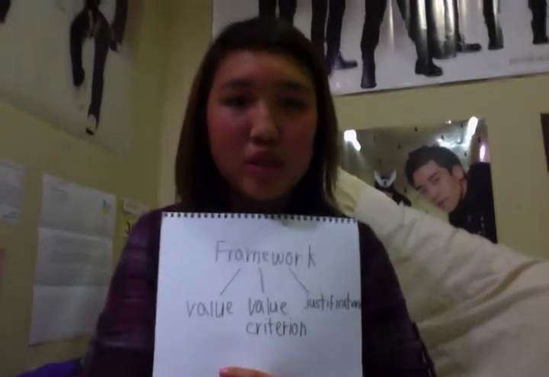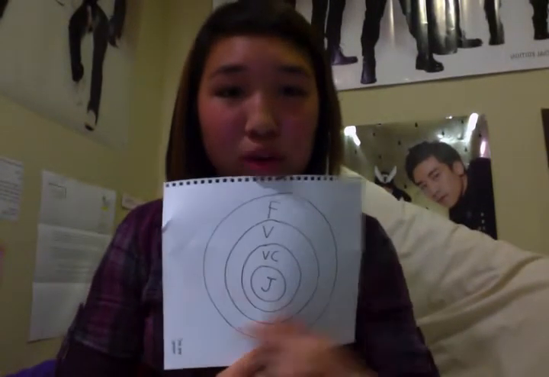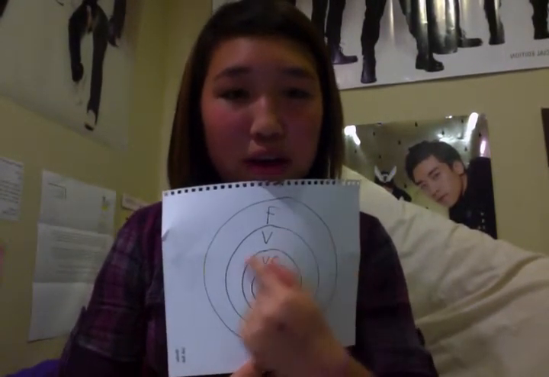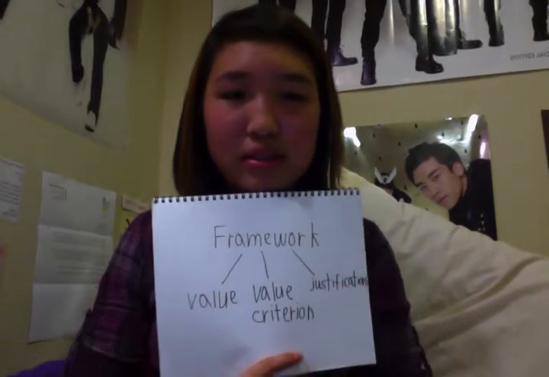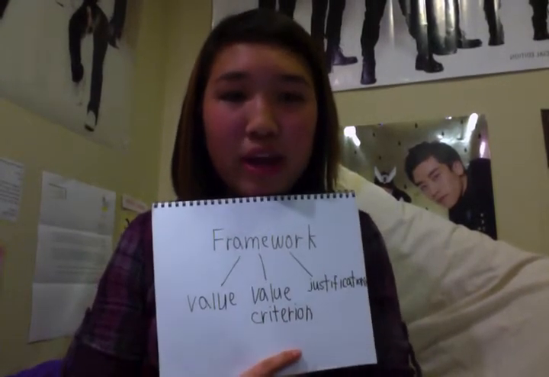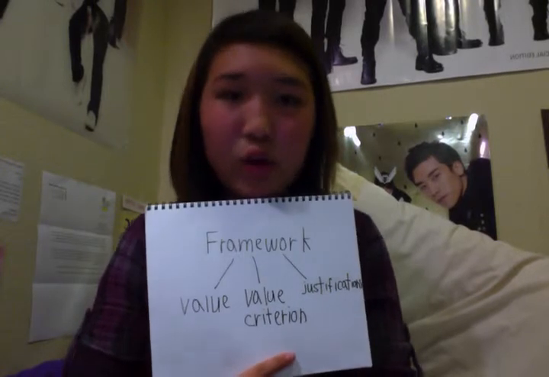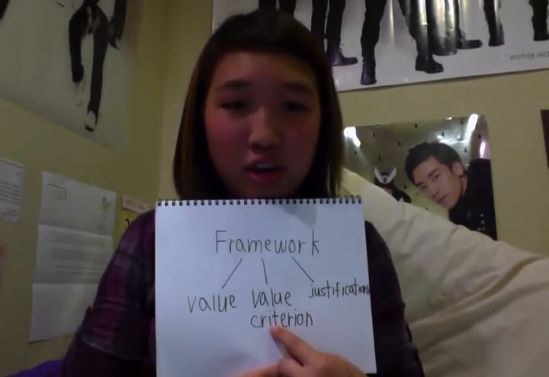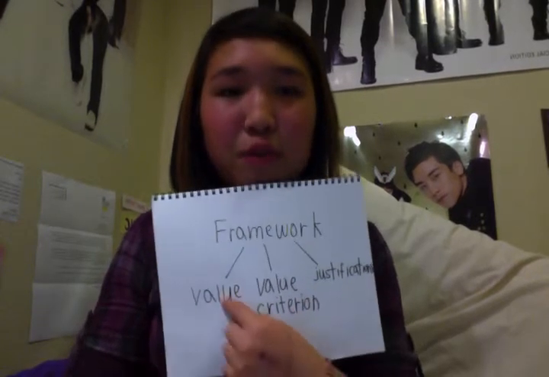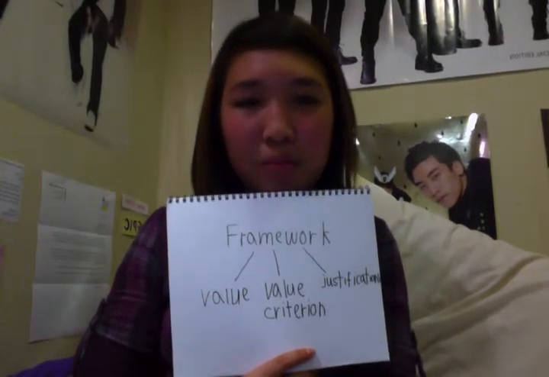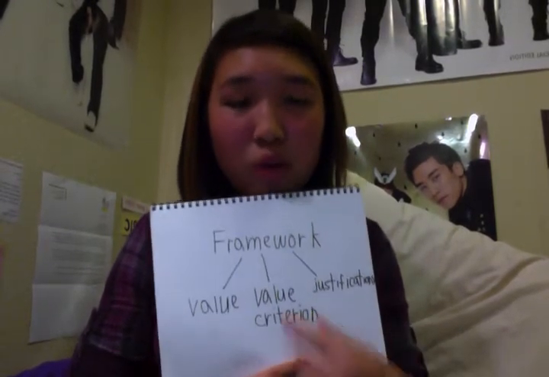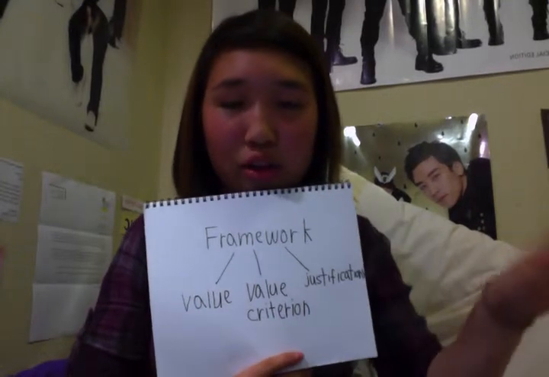And yeah, so let's go over that again. Okay, it's framework, value criterion, and then justifications. Framework is these 3 things. The first thing is value, what you support in the round, morality or justice, or any other thing. And then your value criterion, how you are going to achieve your value, which is usually a phrase, like I'm going to achieve my value by blah blah blah. And justifications, why your value criterion is better than the opponent's value criterion.